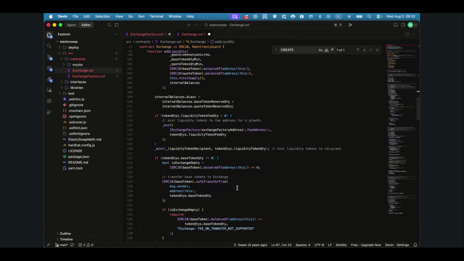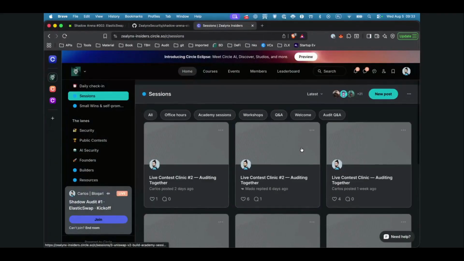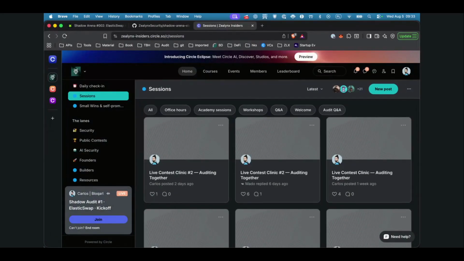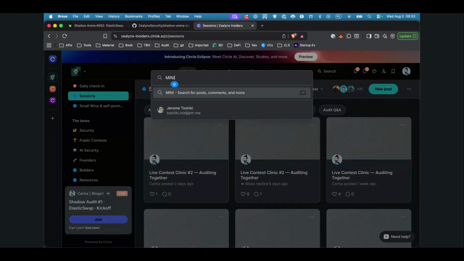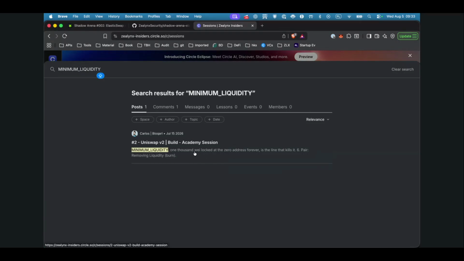I'm gonna have to check, but it was the first depositor, or it was the donation attack or first depositor attack. I'm wondering how it works here in Circle, if I can search for it here. Oh, there you go. That's nice.